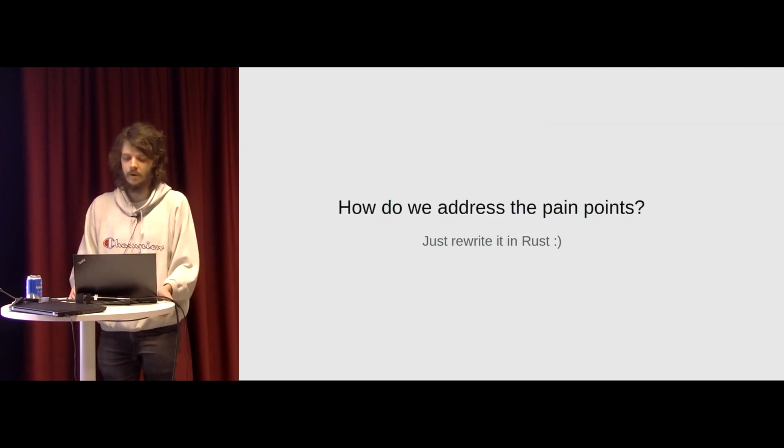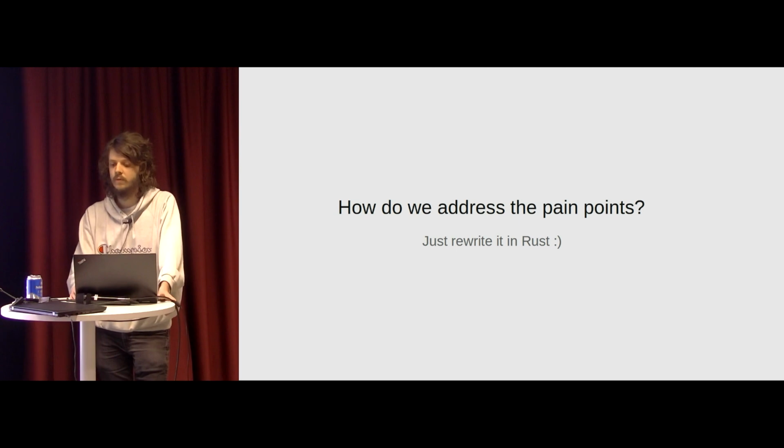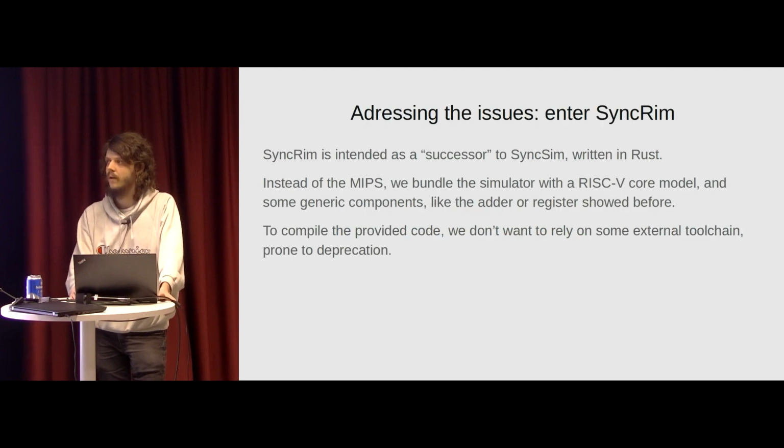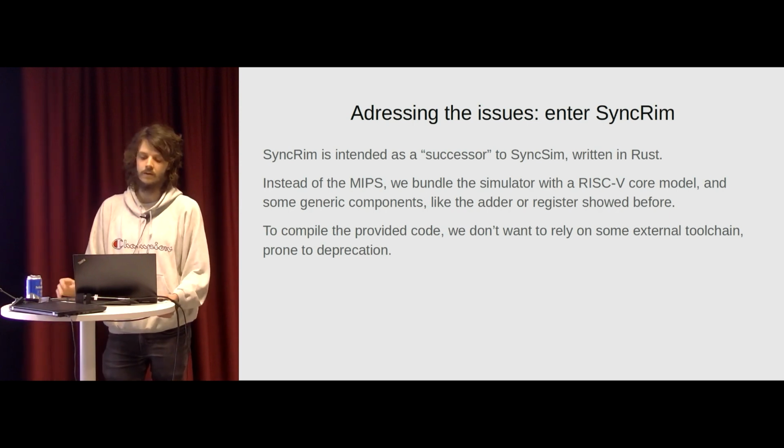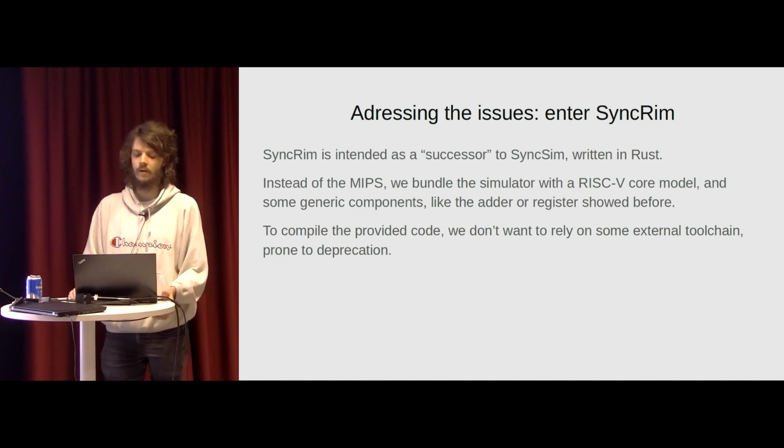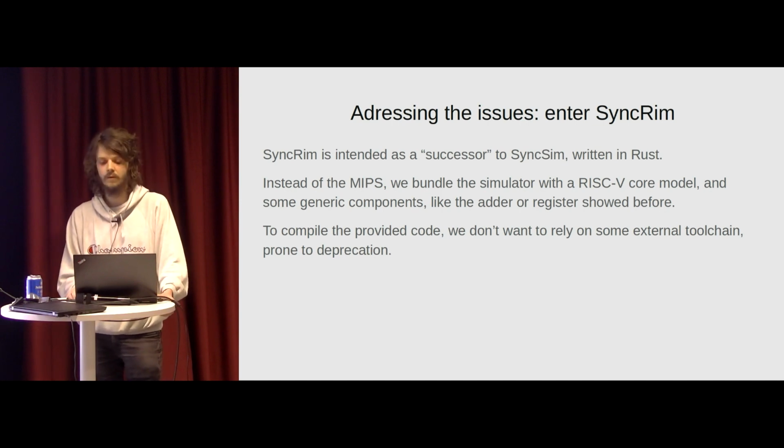So how do we address this? We thought we can just rewrite it in Rust. So now we get to SyncCrim, which is the topic of this presentation. It's basically intended as a successor to SyncSim, but written completely in Rust. So instead of the MIPS, we bundle this simulator with a model of a RISC-V core and some generic components like the adder or the register I showed in the simple circuit.